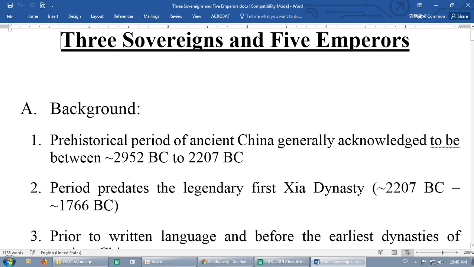Today's topic is the 3 sovereigns and 5 emperors. I have an outline here if you want to copy it later on; it's about a 4.5 to 5-page outline. Let me give you the background.